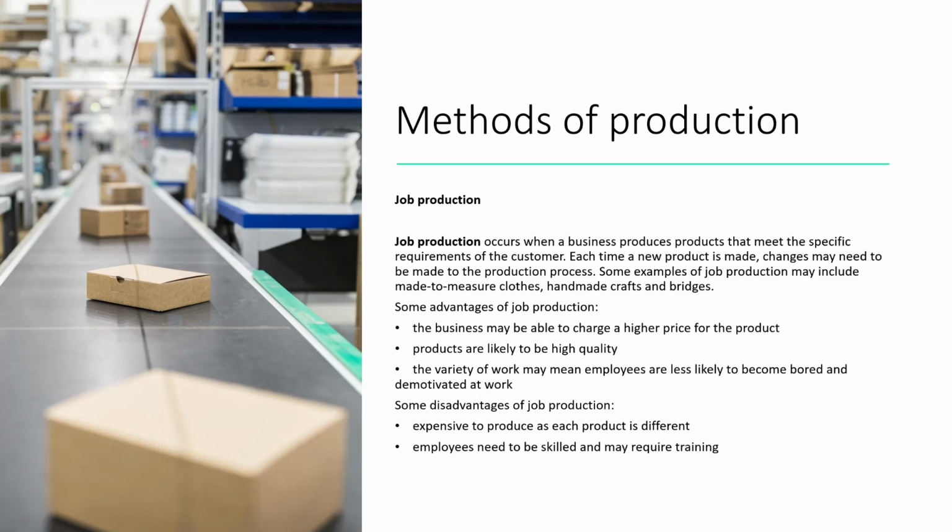So we have job production. Job production occurs when a business produces products that meet the specific requirements of the customer. Each time a new product is made, changes may need to be made to the production process. Some examples of job production may include made-to-measure clothes, handmade crafts and bridges.